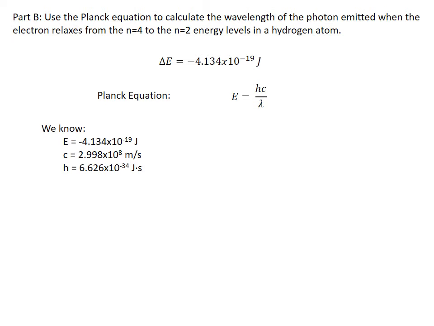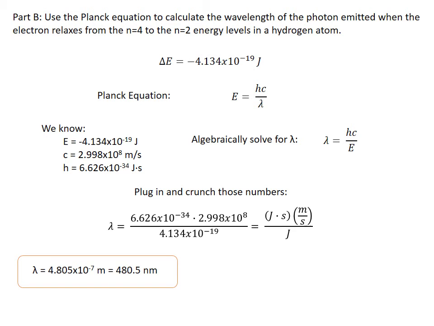c is the speed of light, 2.998 times 10 to the 8th meters per second, and h is Planck's constant, which is 6.626 times 10 to the minus 34th joule seconds. We do not know lambda, which is the wavelength. Therefore, the first thing we'll do is algebraically solve for lambda. Lambda equals hc over E. Now it's going to be easy for us to solve for lambda.